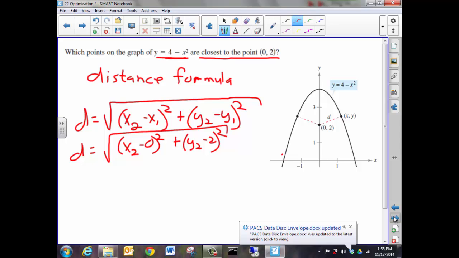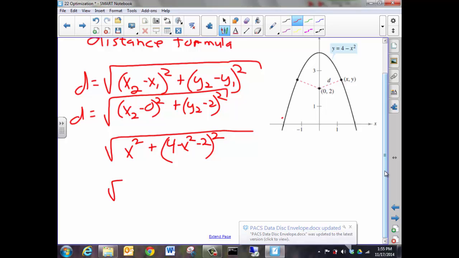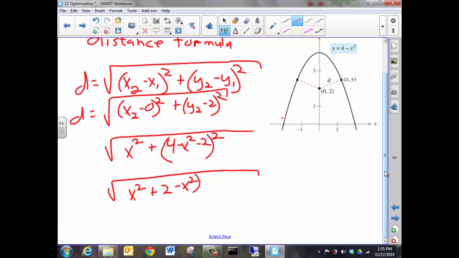Look, we know y equals 4 minus x squared, don't we? So what if we were to put that in down here? Does anybody see a way to simplify this puppy here? Just x squared, and in place of y, we can put 4 minus x squared, minus 2, squared. I bet we can clean that up even more, can't we? 4 minus 2, I bet we can do that hard math in our heads. x squared plus 2 minus x squared, squared.